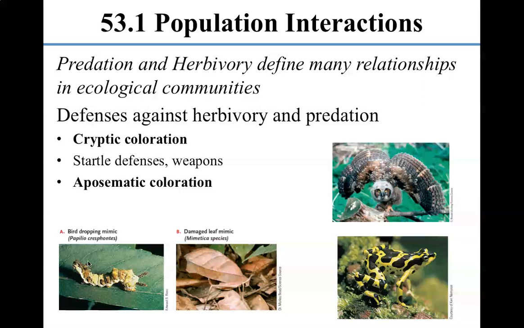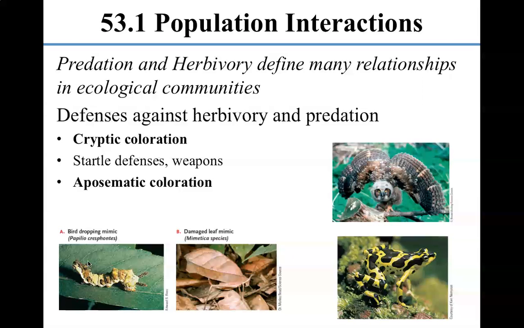Another option is to have weapons. So maybe you can sting, or you can bite, or you've got a shell, or you've got a bunch of nasty tasting chemicals you can secrete, or if you're a skunk, you can spray nasty smelling chemicals. So those are all different types of weapons that allow you to fight back against a predator.